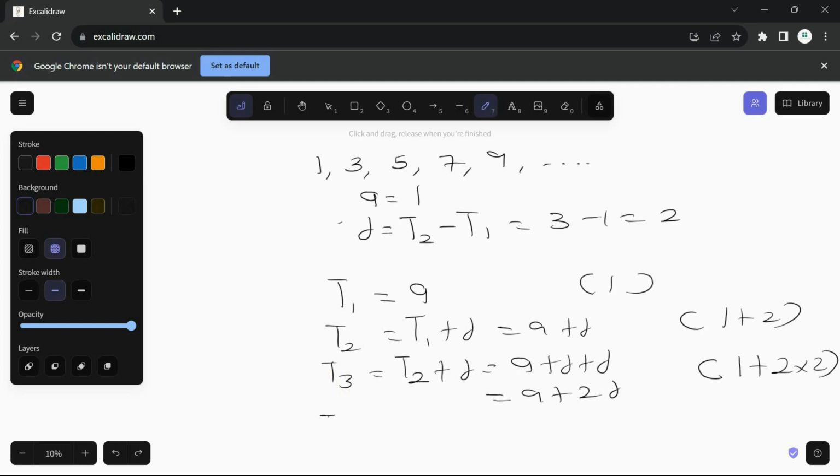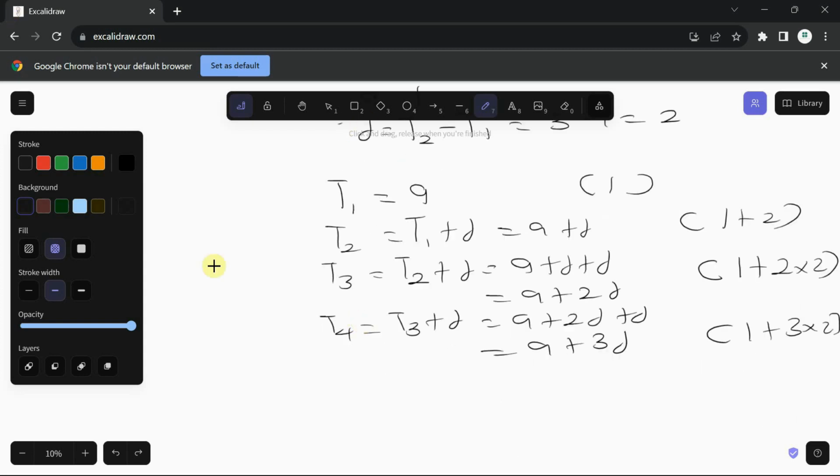Great. So T4 is what? T3 plus D. T3 already is A plus 2D, so plus D again gives me A plus 3D. So same thing as saying 1 plus 3 times 2. Great. And the last value is T5. What do we notice? T5 is T4 plus D, the previous value plus D. The previous value is A plus 3D, plus this D, so this is A plus 4D. So if I do this, it will be 1 plus 4 times 2.